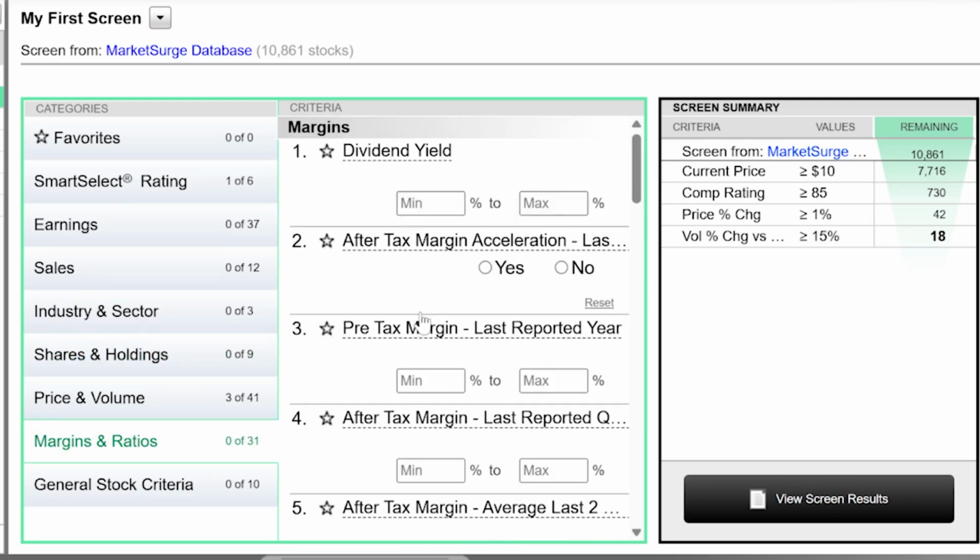One thing I really like about this is that as you add filters, MarketSurge is actually going to show you, out of a universe of about 10,800 stocks, how many stocks are remaining after each of your filters. So this is a really nice real-time way to get a sense of whether your screen is too narrow or too broad. You can do this by actually running a screen and then seeing that there's not very many stocks that show up in it, or that there's too many stocks. But I just like that MarketSurge gives you this information before you even run the screen.